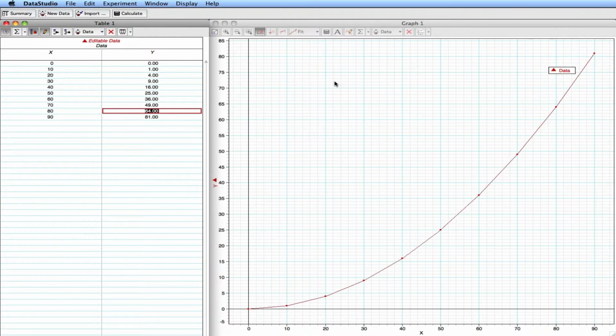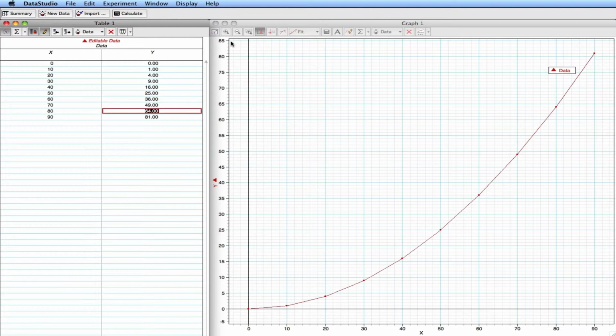Okay. As I type in the data, you'll see I get a plot. Again, this is acceleration versus angle. And I chose 10-degree increments. The bottom line is you want to create a mathematical model or find an equation for this line.